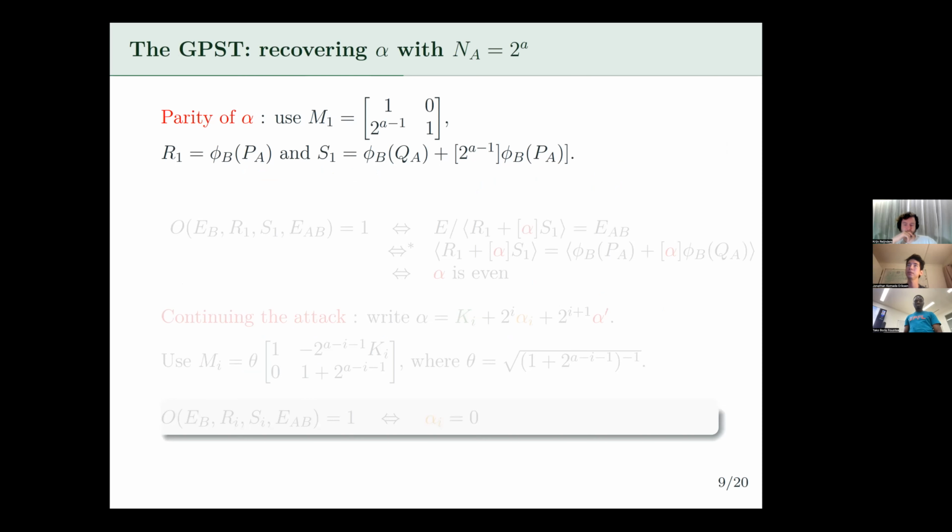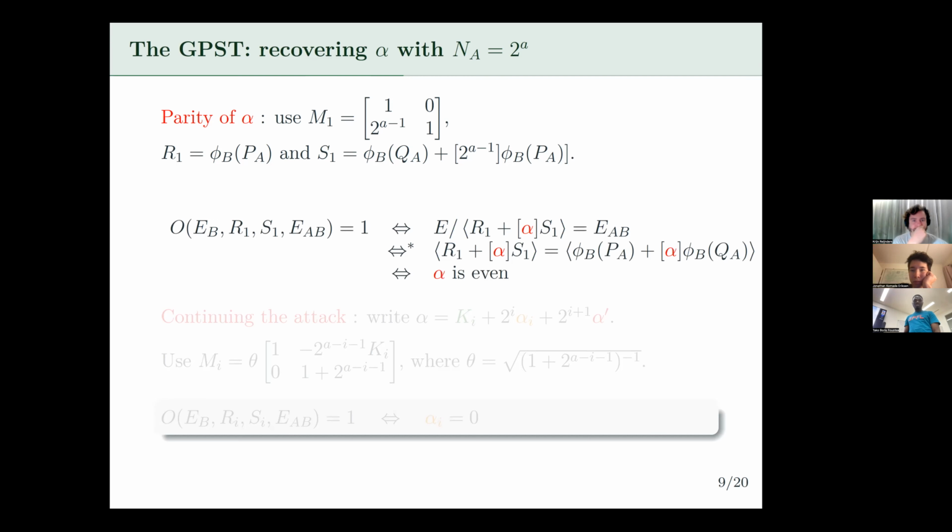Okay, that was slow. So in practice, the first step consists in recovering the parity of the secret scalar alpha. For that, the matrix you will use to put the noise in the torsion points will just be this matrix M1 that you can see on the screen: 1, 2^(A-1), 0, 1. And you can see that the malicious torsion points images would then be R1 equals phi_B of P_A and S1 equals phi_B of Q_A plus a small noise that here has, I think, order 2. So for the first step, you add a small noise of order 2.